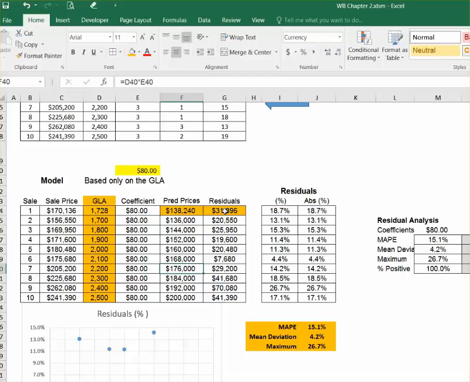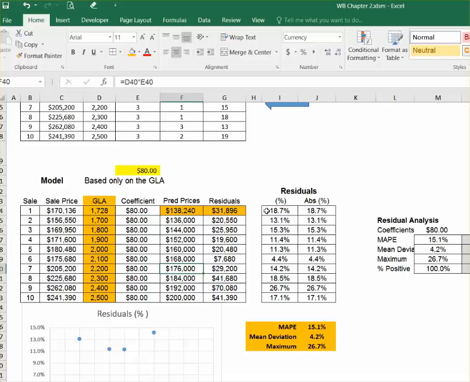All right, and we have some residuals. Now you can tell just by looking, this model of $80 is not very good, because we wouldn't want to miss our appraisal on a $170,000 house by 31,000. So we know it's not very good, but it gives us a place to start. So these are our residuals. It's very important to know how to calculate a residual. It's the sales price minus the model's predicted price.